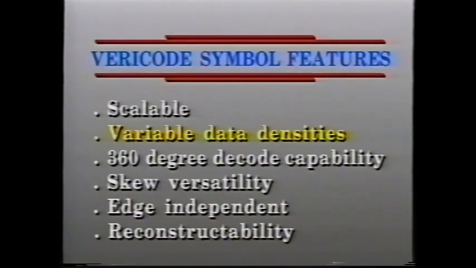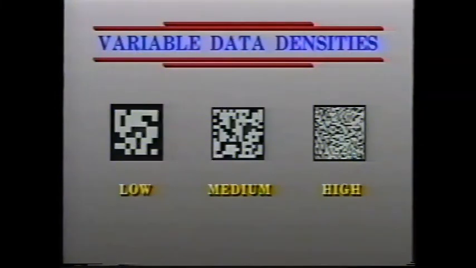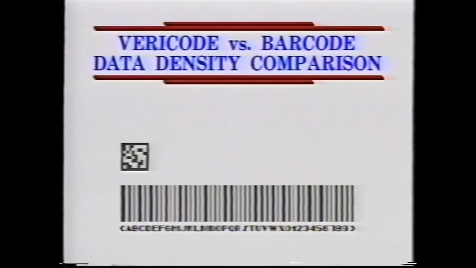The amount of information within a Vericode symbol is user selectable, even in codes measuring the same size. The data density is not a function of the size of the code. Therefore, the user can select the amount of information a given size code can hold. In contrast, traditional barcodes require more space each time the amount of information is increased.